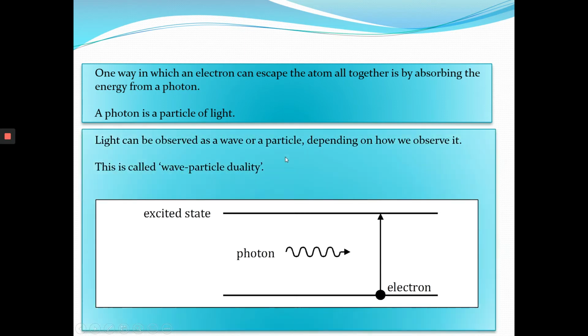Now this is just a more general statement that I spoke about at the start. Light can be observed as a wave or a particle depending on how we observe it, and this is called wave-particle duality. I don't need you to worry too much about that. That's more advanced Higher, but you do need to be aware that if we look at an interference experiment, light looks like a wave, and if we look at it in this sort of context, it looks like a particle. It can look like a particle or a wave, depending on which experiment we do.